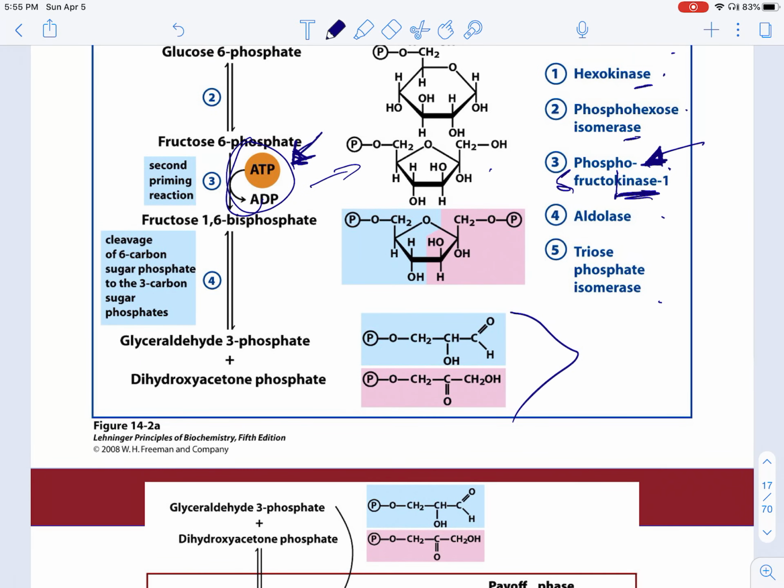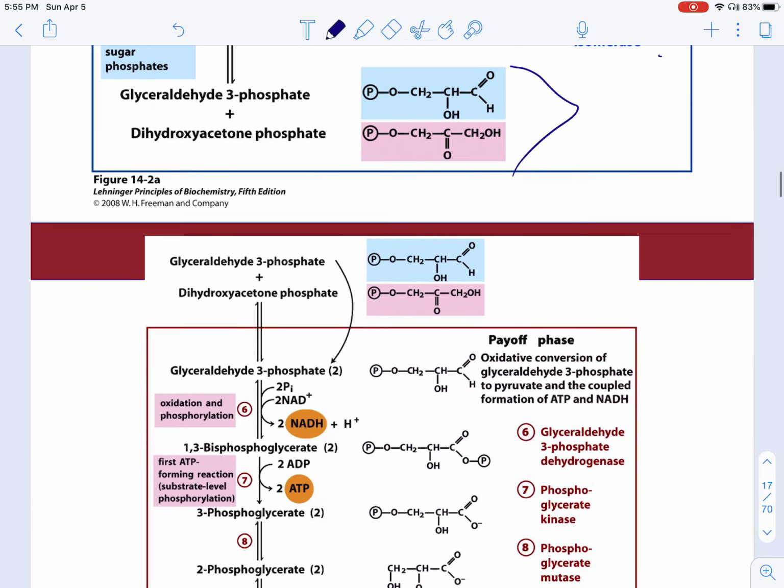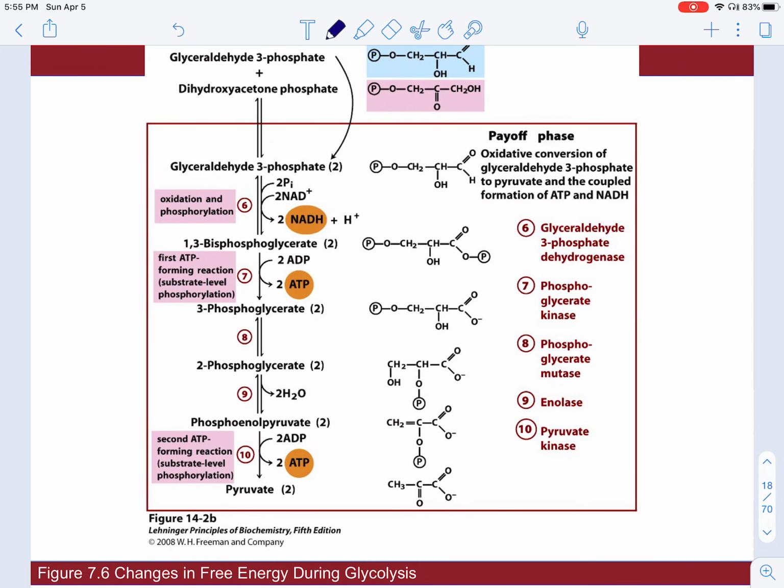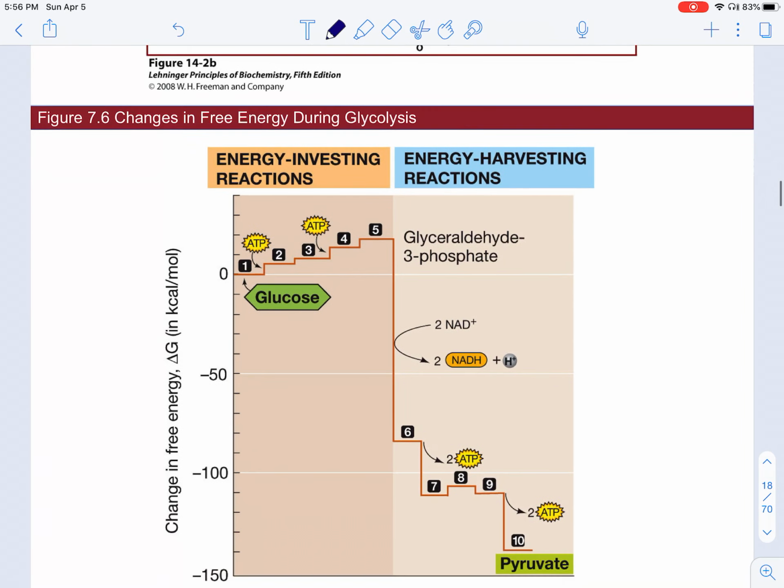Here, you split this 6 carbon structure. So let's see, 1, 2, 3, 4, 5, 6. You split the 6 carbon structures into 3 carbon structures, glyceraldehyde 3 phosphate, dihydroxyacetone phosphate. And then this next part is to pull off the energy from these molecules. And here there's a step that extracts the electrons in the form of NADH. There's a step that makes ATP, and then another step that makes ATP that allows for the energy to be pulled off from this destabilized program.